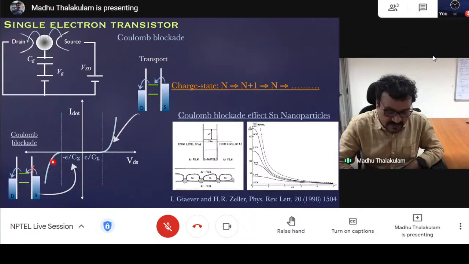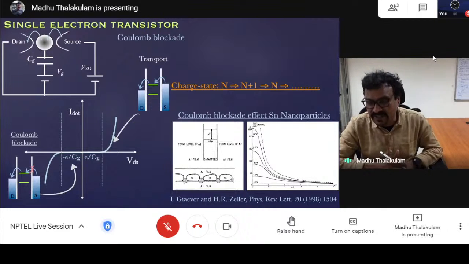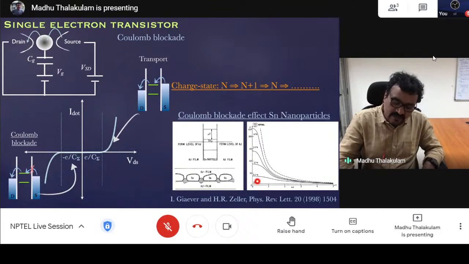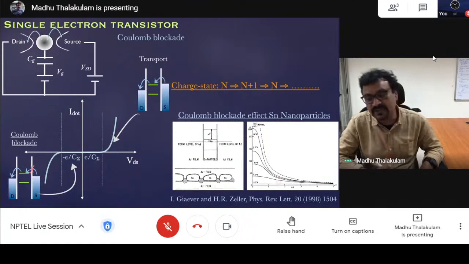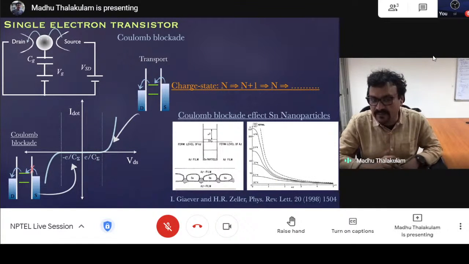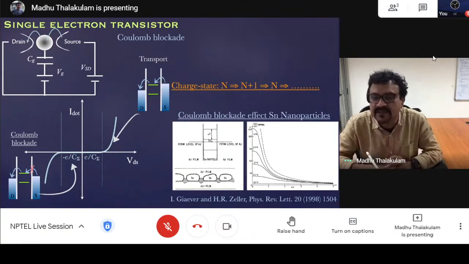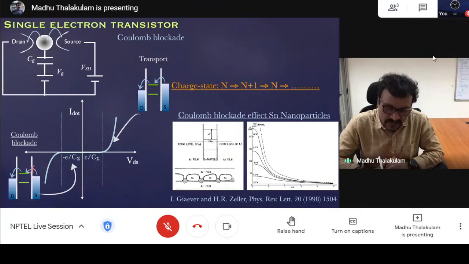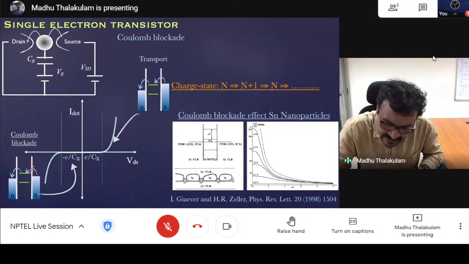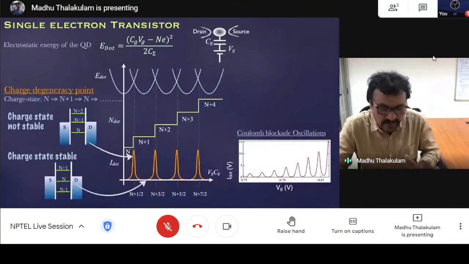This is pretty much nothing but, if you look carefully, a derivative of this current. And you can also see that the effect is more and more prominent when you reduce the temperature. 1.6 Kelvin is the best behaved, and as you increase temperature, this peak is getting smoother and smoother, and around 80 Kelvin it is almost gone. So that is when the thermal energy overtakes the charging energy. Okay, and then the charge state is no more well defined on the dot. Okay, so that is the summary on the transport.